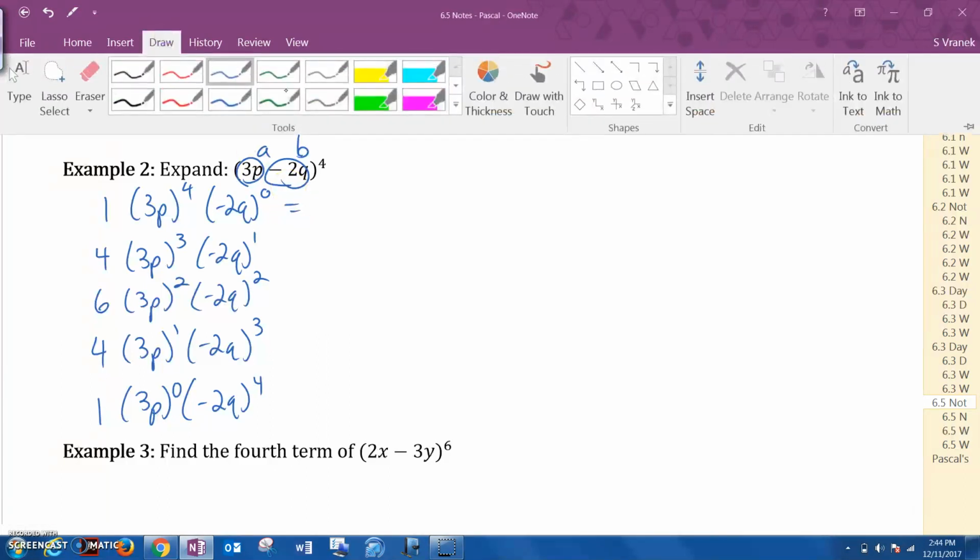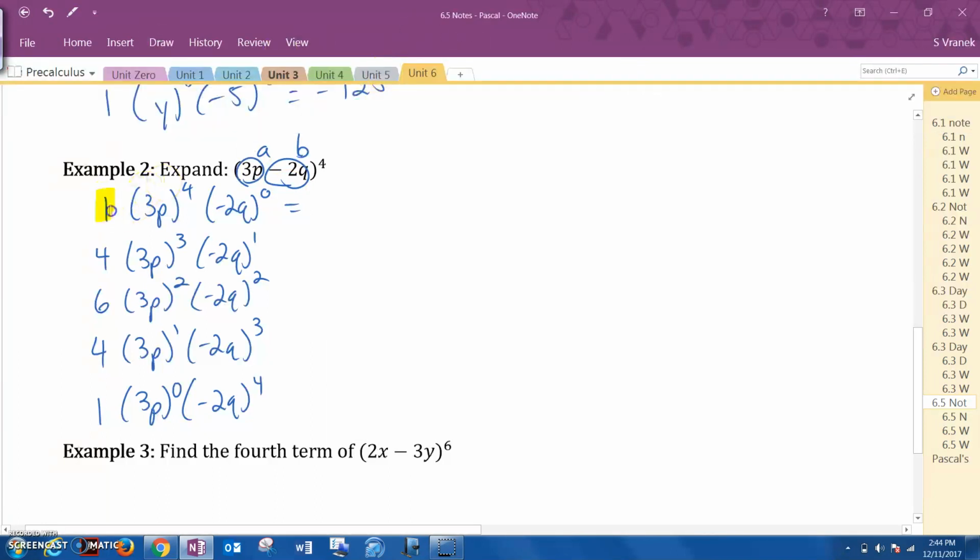So for example, I need to multiply a 1 times a 3 to the 4th times a negative 2 to the 0. Well, negative 2 to the 0 is 1, so we don't worry about that. 3 to the 4th, though, is 81. Okay, so we have 81 times 1. So we get 81, and then we have p to the 4th. So that's our first term.